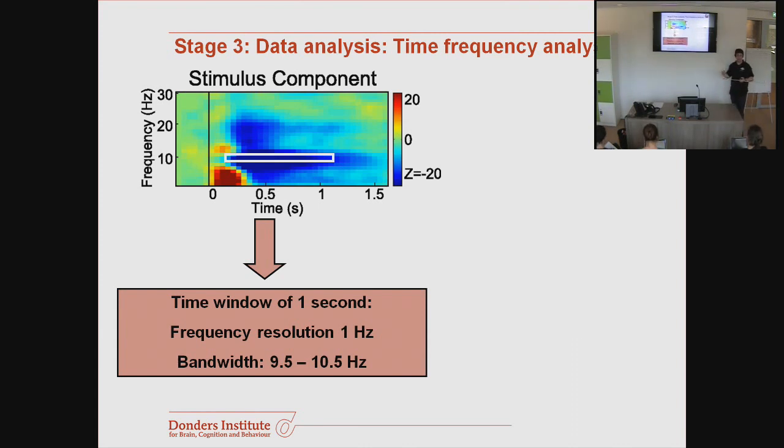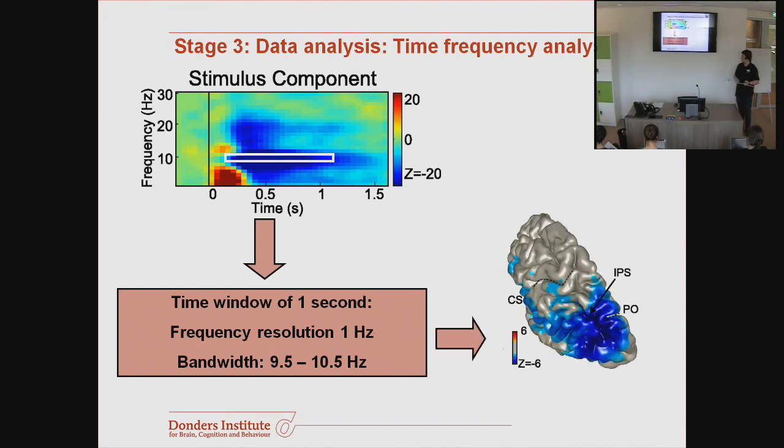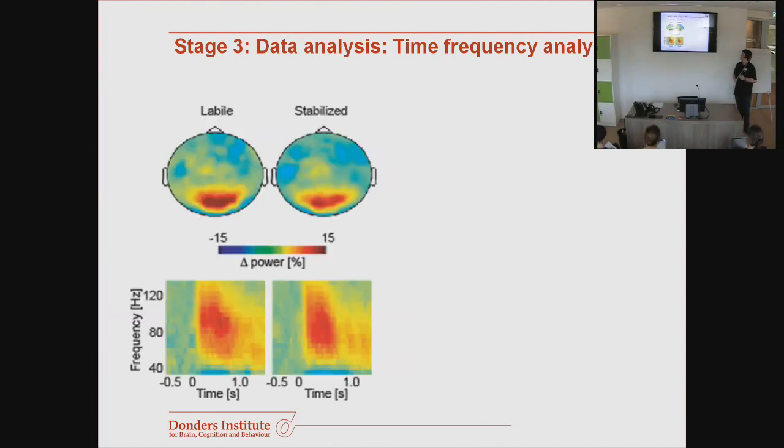Because your frequency resolution is 1 Hertz, you are essentially going to get a bandwidth of 9.5 to 10.5, and you reconstruct that, and you address the question where this time frequency phenomenon is happening in the brain. So it's quite easy, right? You might also say, well, I'm not interested in that particular stimulus component.